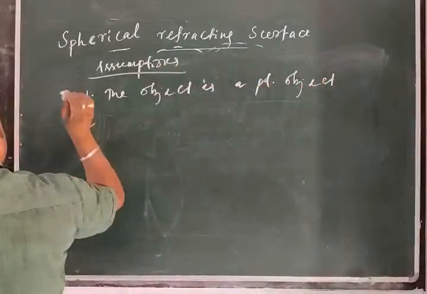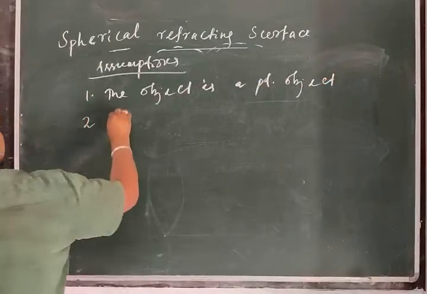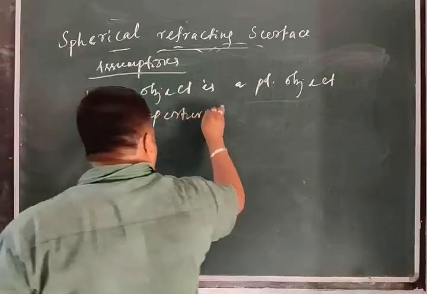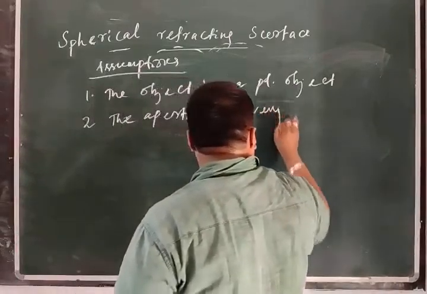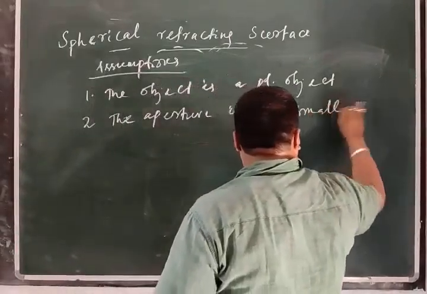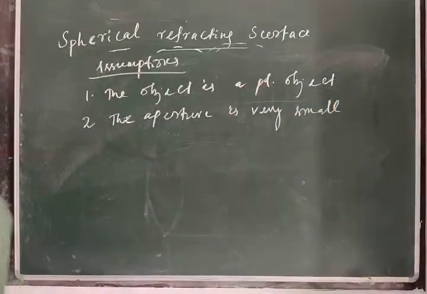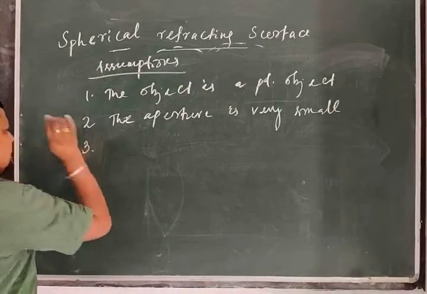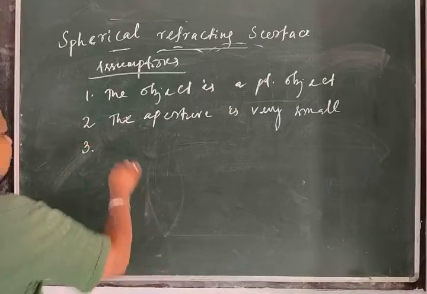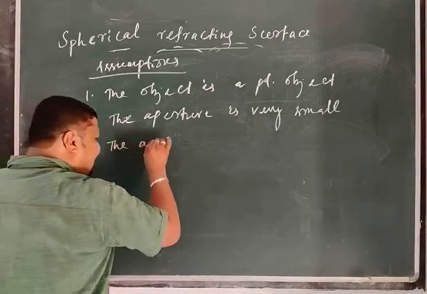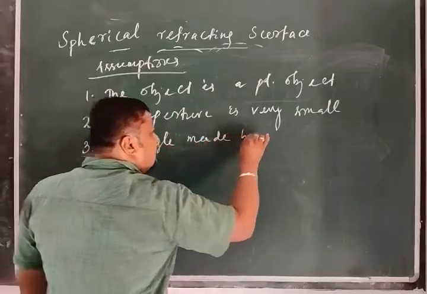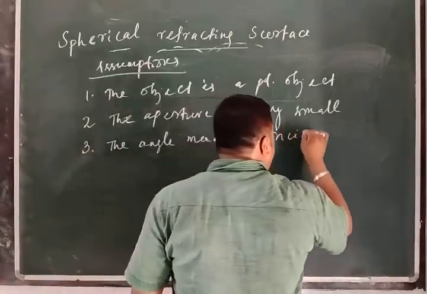Number 2, the aperture of the refracting surface is very small. Number 3, most importantly, the angle made by the incident ray.